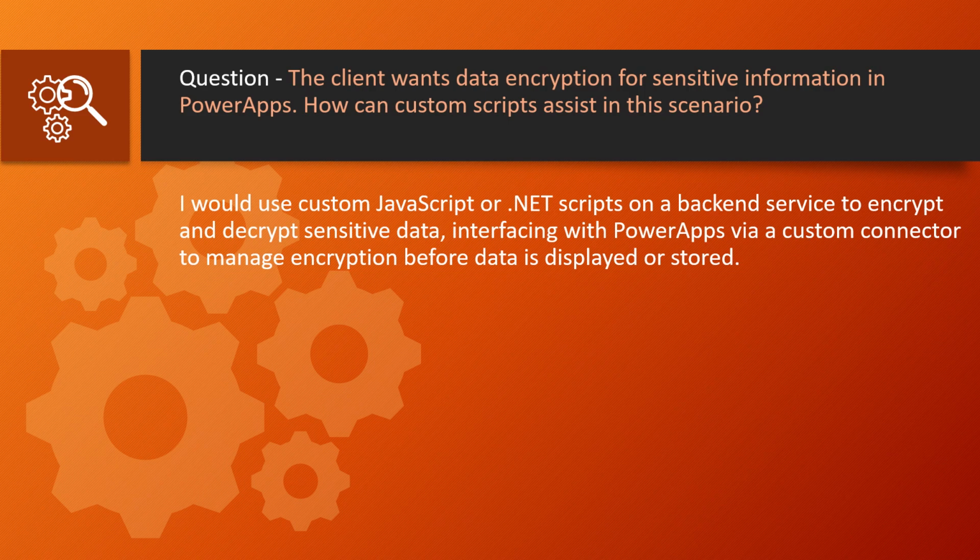The client wants data encryption for sensitive information in Power Apps. How can custom script assist in this? For this, you need to use custom JavaScript or a .NET script on a backend service, and it will encrypt and decrypt the sensitive data. It will also interface with Power Apps via the custom connector that will manage the encryption of the data displayed or stored.